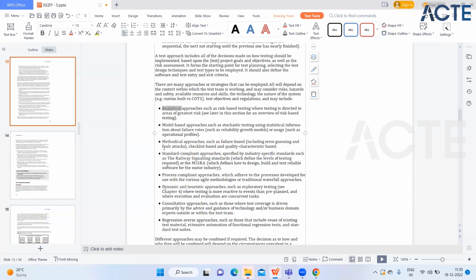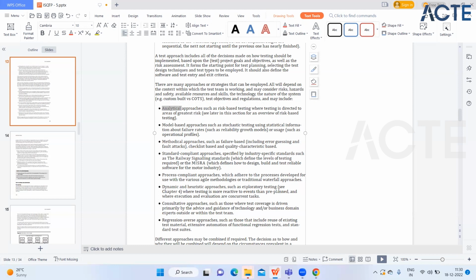The third one is methodological approaches, such as failure based, including error guessing and fault attacks, checklist based and quality characteristic based. So the third one is the methodical approach. This will be followed as per the error guessing and fault attacks. So if you have to check the failure based thing, then definitely you will follow this methodical approach.